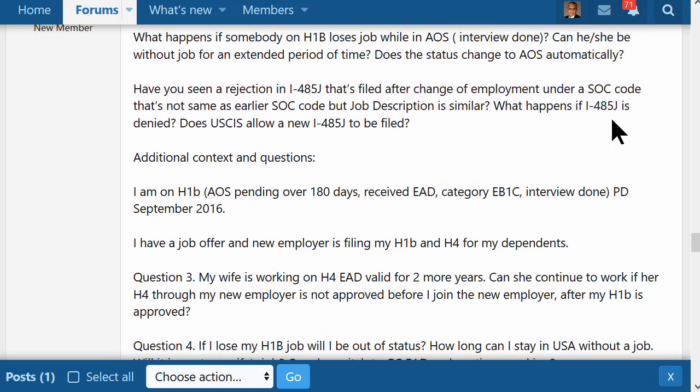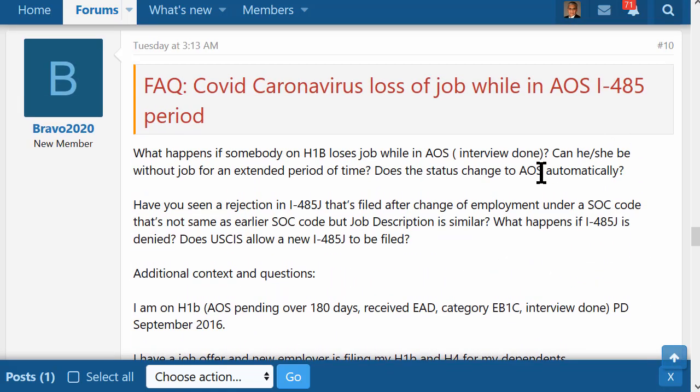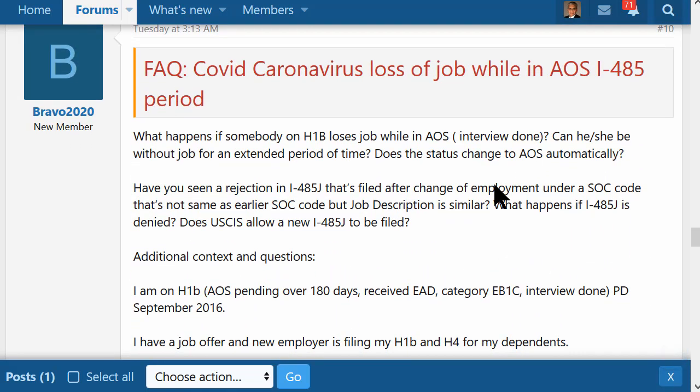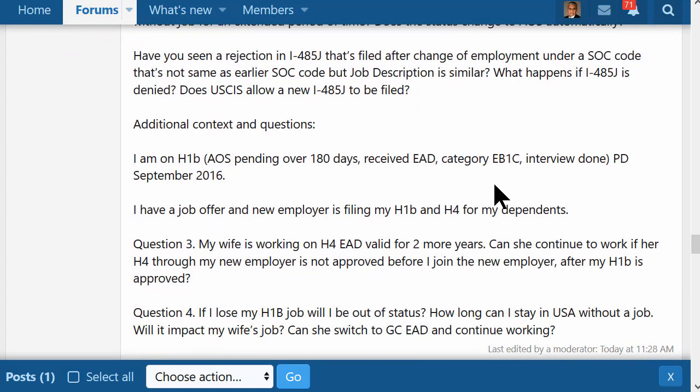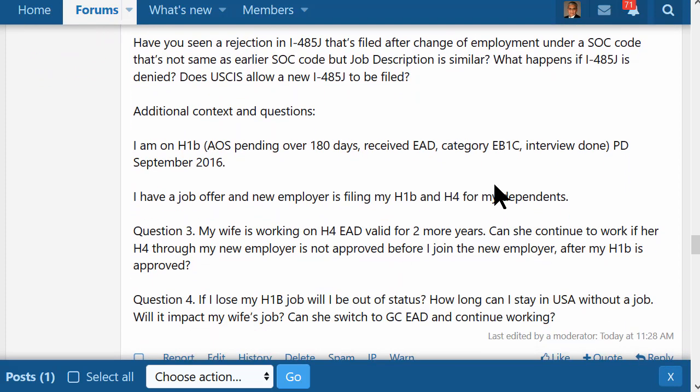I don't know what you're asking me. This is very confusing. If H1B loses job in AOS, can they continue working? I have not seen a rejection like this. I've never seen a rejection of a 485J in my life. We've done so many of them because we know ahead of time whether the job is same or similar. It's unlikely that it's going to be denied just like that.